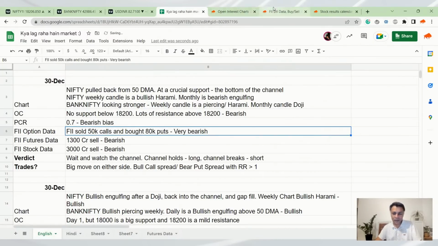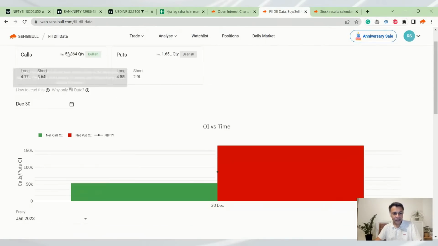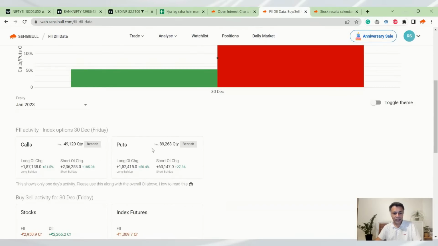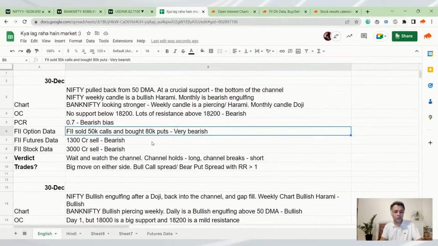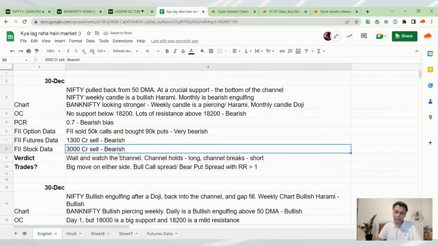Now let's go to the last part of our analysis, which is FII DII data, which is where everything clearly becomes bearish. Look at this, right? 50K calls, 1.65L puts, 3X puts as calls, which is very bearish. FII sold 49,000 calls and bought 90,000 puts, which is again super bearish. FII sold 1,300 crore, which is bearish. FII stock data 3,000 crore sell, bearish.